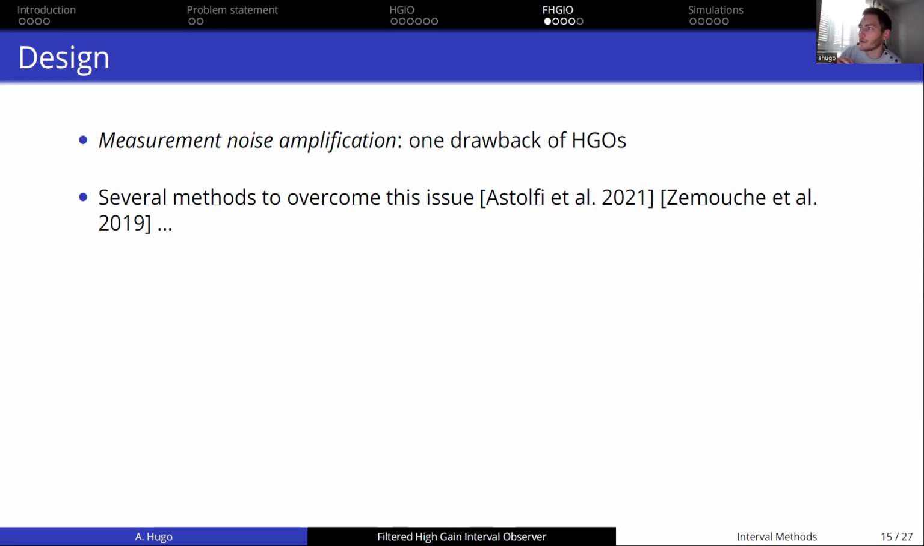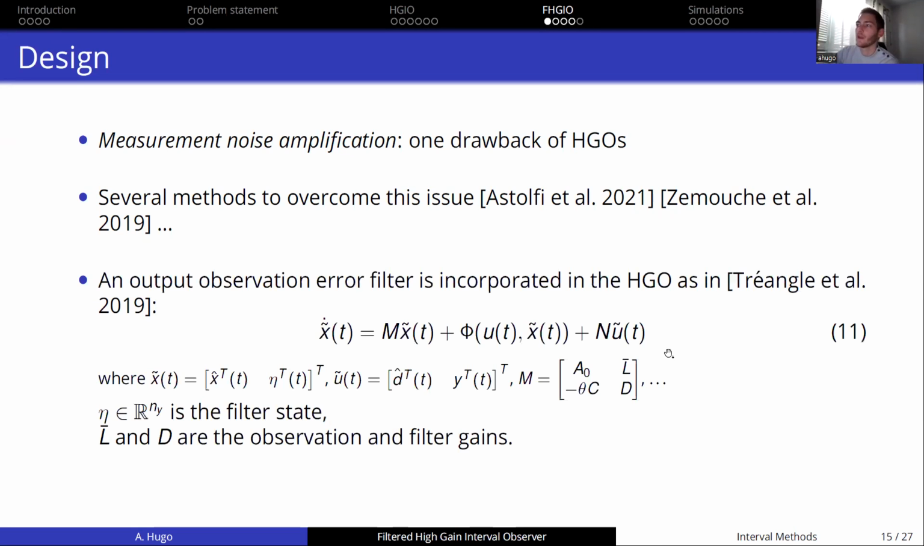So the idea is to incorporate a filter in the design of the observer. And this filter will filter the observation error that is made by the observer. And this will mitigate the measurement noise amplification that happens with eigen observers. So that's the approach that will be considered in this work. To cite another paper, there is also the one with triangle.